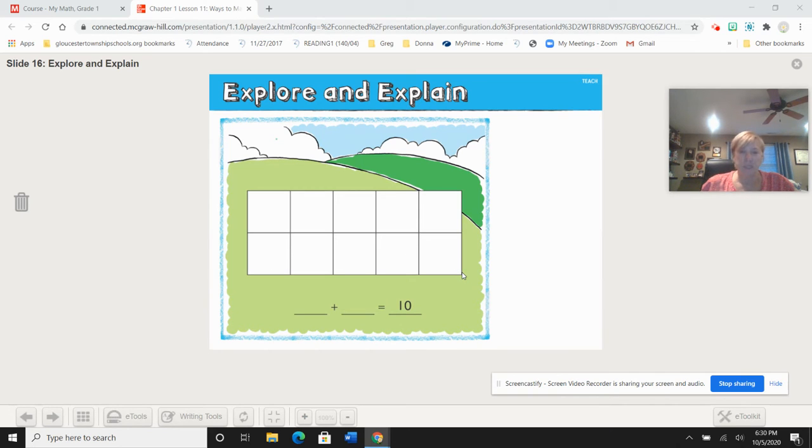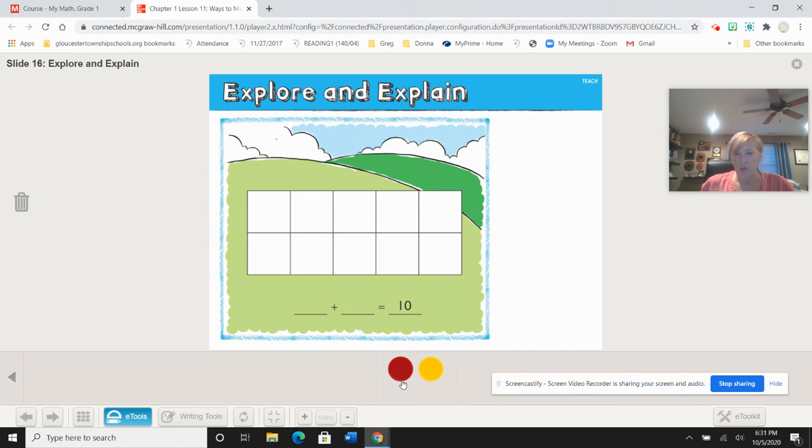Just as if you were reading. We always read from left to right. Same idea with your 10 frame. So that's right, there are 10 squares here. Now they want you to use your counters, and I'll practice first with this. They want us to use the counters and find different ways to make 10.